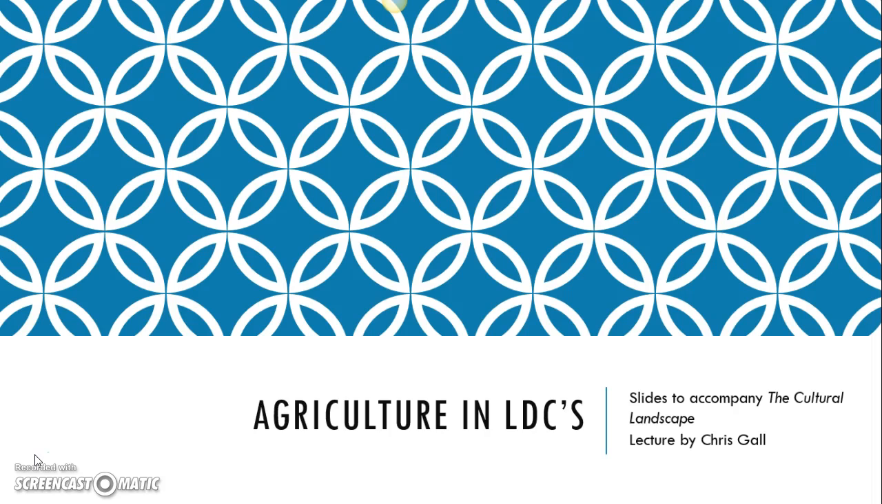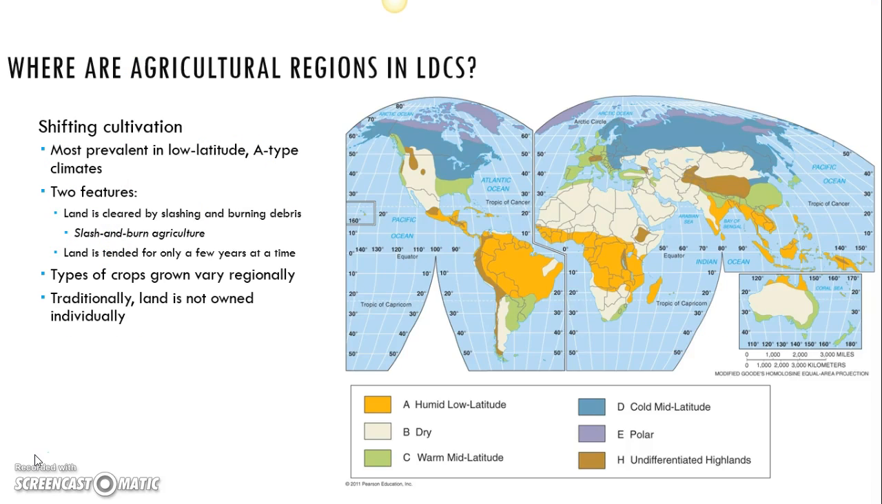So I've got this lecture about less developed countries and a second lecture about more developed countries, just to kind of look at and see what types of agriculture you see where and where you would expect those products to ultimately end up. The slides are largely designed to accompany the book The Cultural Landscape, and I am, of course, your lecturer, Ms. Gall.